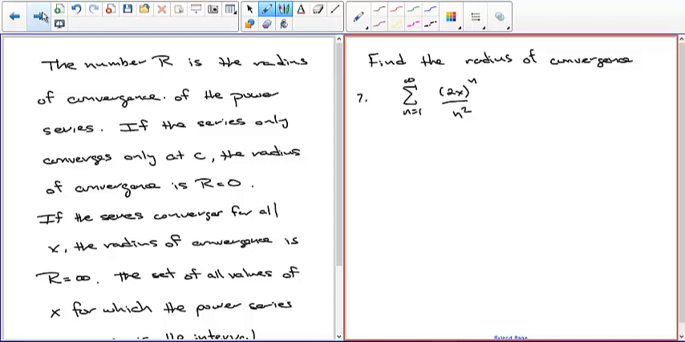So what we do is we're going to use the ratio test to determine the radius, and then the interval of convergence, not integral.